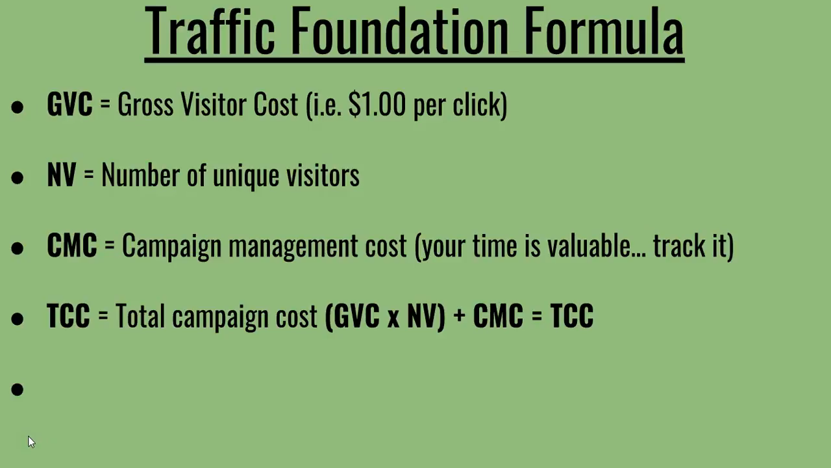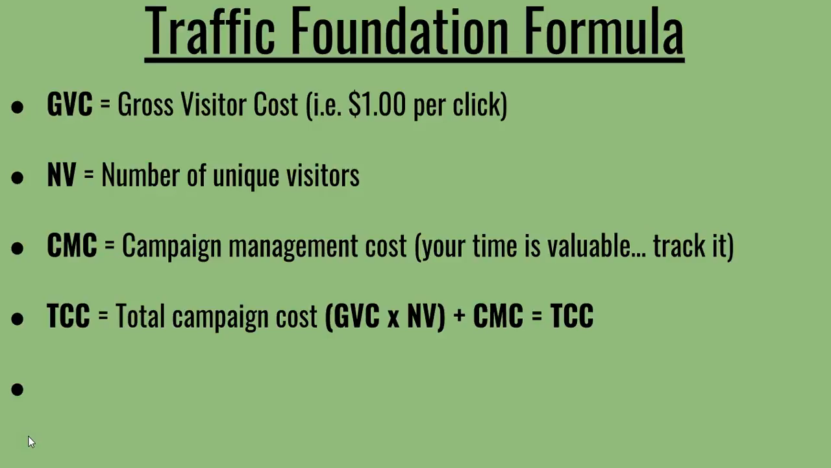So for example, you're paying $1 per click to get people to visit your website. The next is NV, and that's the number of unique visitors, people who are visiting your site for the first time.